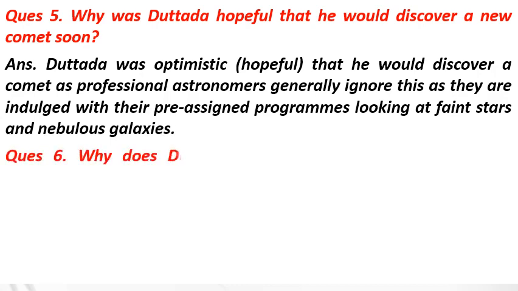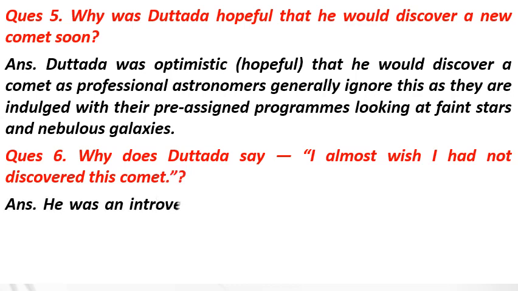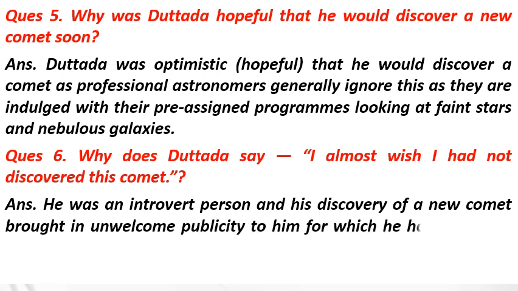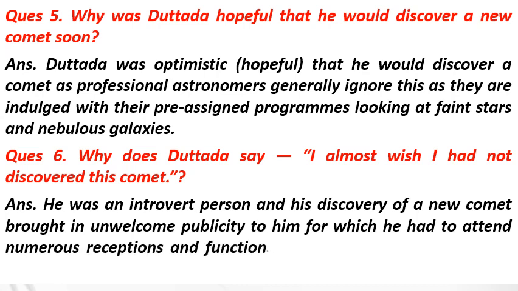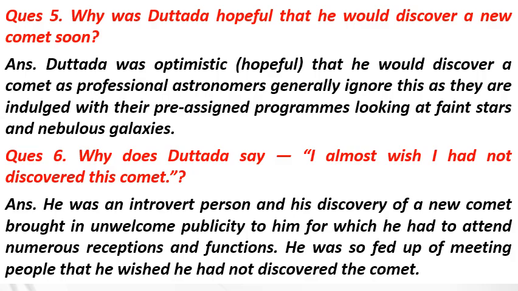Question number 6 is, why does Datta say, I almost wish I had not discovered this comet? The answer is, he was an introvert person, and his discovery of a new comet brought unwelcome publicity to him, for which he had to attend numerous receptions and functions. He was so fed up of meeting people that he wished he had not discovered the comet.